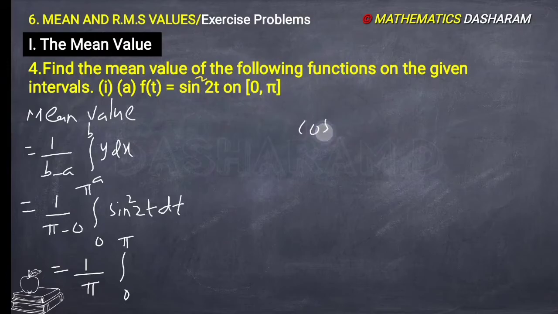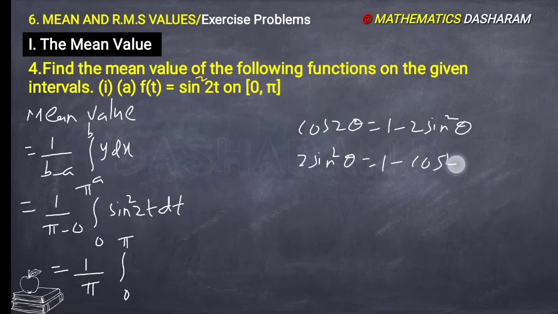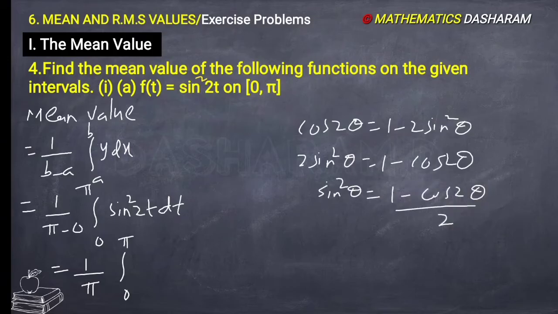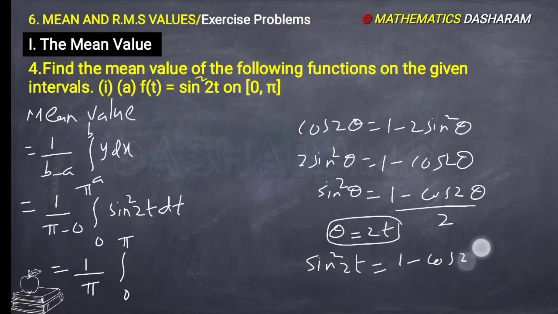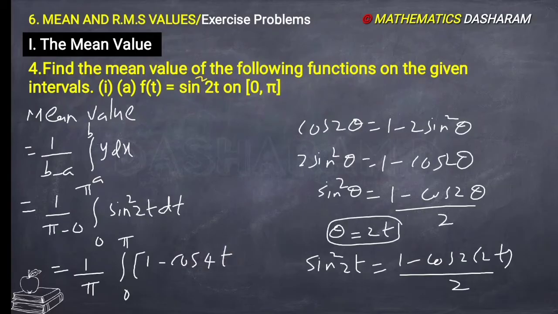So actually the cos 2 theta formula is 1 minus 2 sin squared theta. From this, 2 sin squared theta equals 1 minus cos 2 theta. Then sin squared theta equals (1 minus cos 2 theta) divided by 2. But here substitute theta equals 2t. So then sin squared 2t equals (1 minus cos 2 times 2t) divided by 2. So then 1 minus cos of 4t, divided by 2, whole dt.